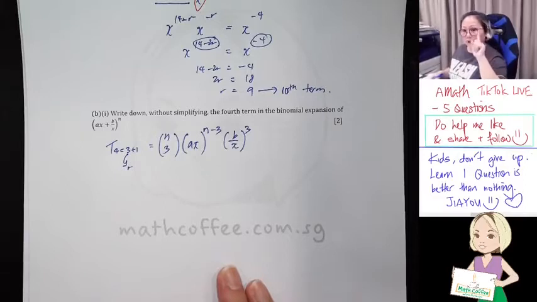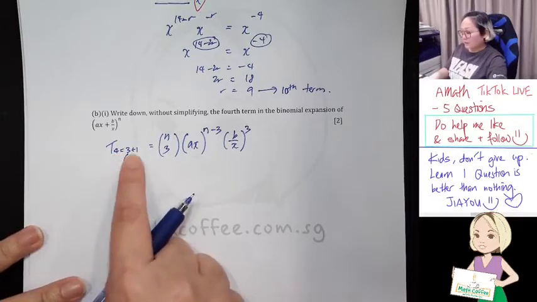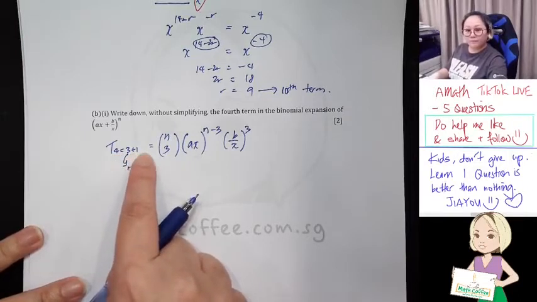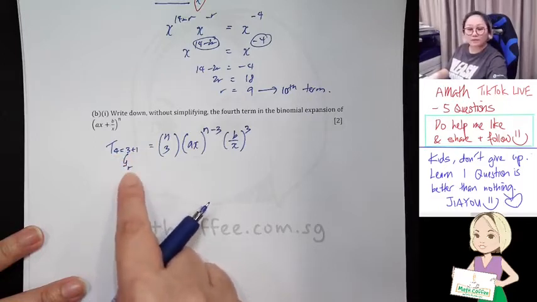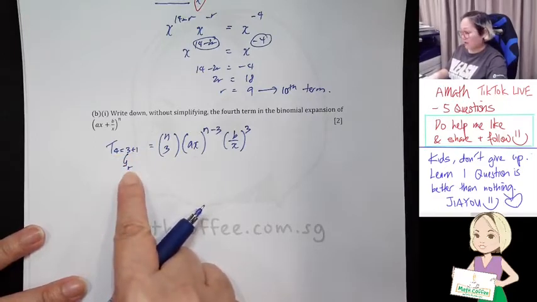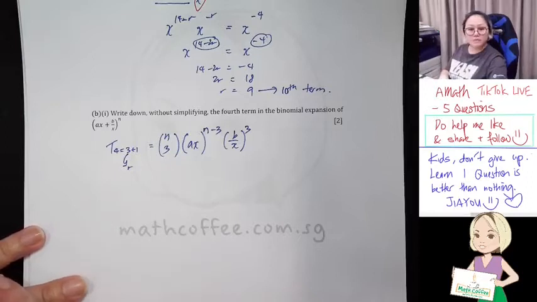Why is it minus 3 and not minus 4? No, the fourth term is r plus 1. Take note, fourth term is r plus 1. So the r is 3. So the r is not 4, can? Oh, good.